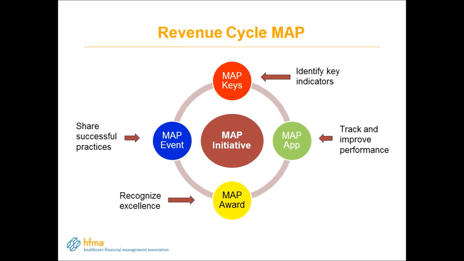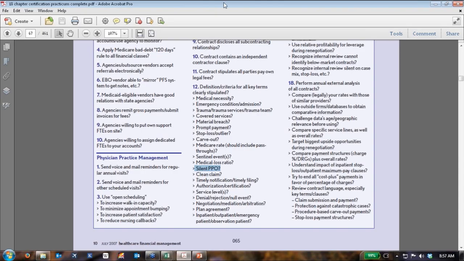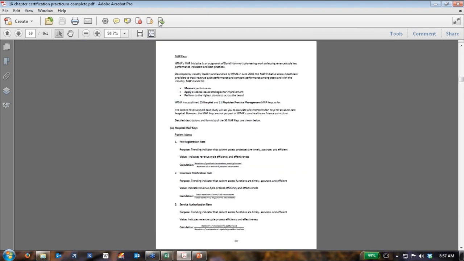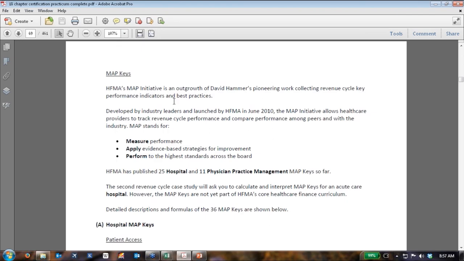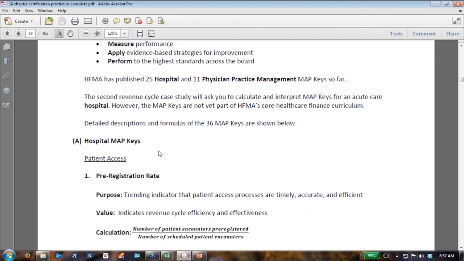So what HFMA has done to kickstart this thing is they pulled together a team of revenue cycle experts a few years ago, and they were sat in a room and they were asked to define what good performance is and how do you measure it. So this group of people came up with a set of 25 ratios, oh my god, ratios, and 11 physician practice management ratios.